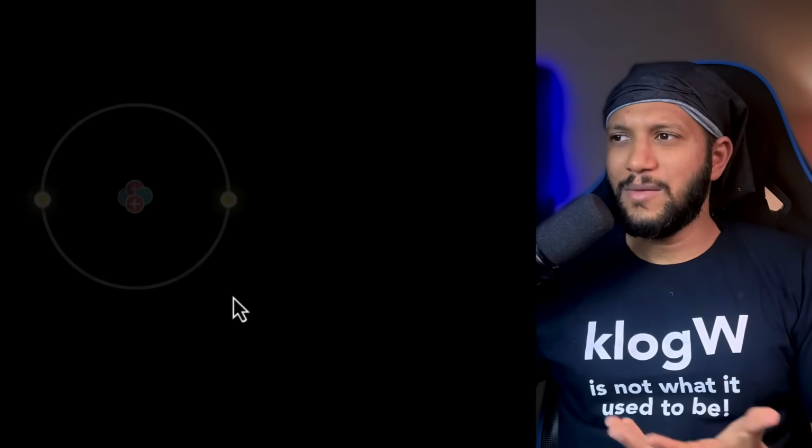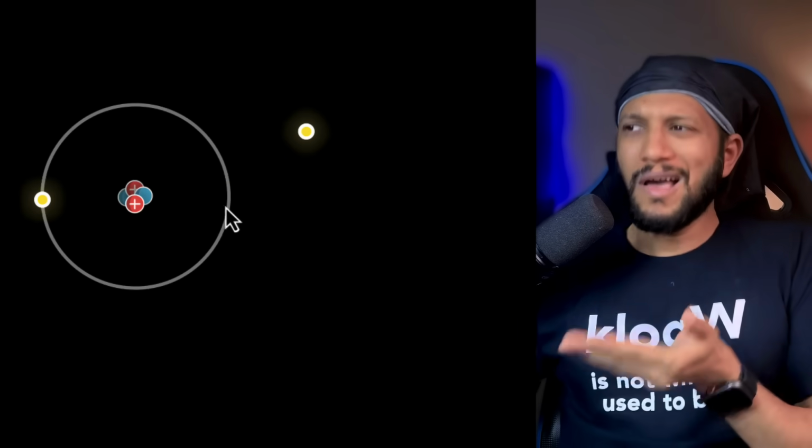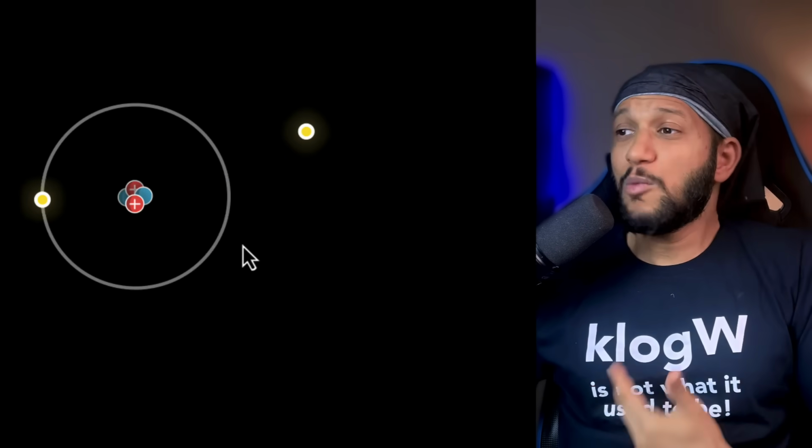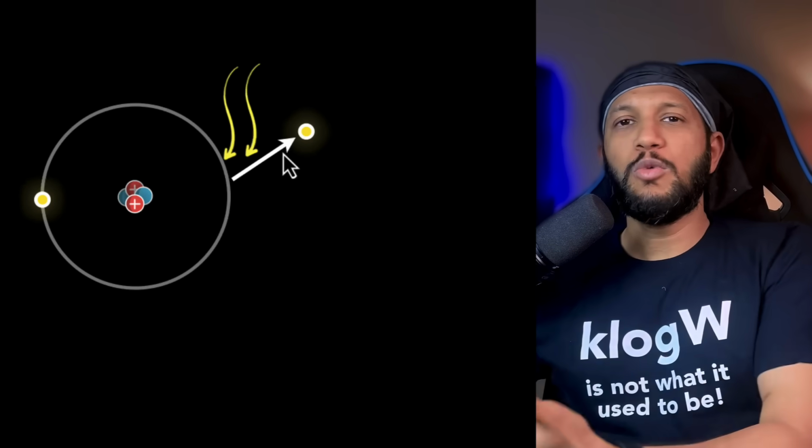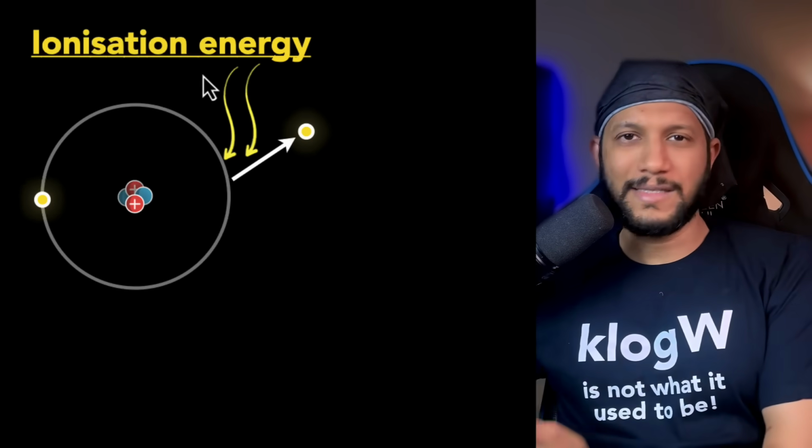So Feynman, how do we logically predict which elements are noble and which elements are reactive? Feynman says, Mahesh, chemistry at the heart of it is all about transfer of electrons. So there are two things that we can think about. First, if you take any element, how easy it is to pluck an electron from its outermost shell. In other words, how much energy is required to pull out an electron. We call this the ionization energy.